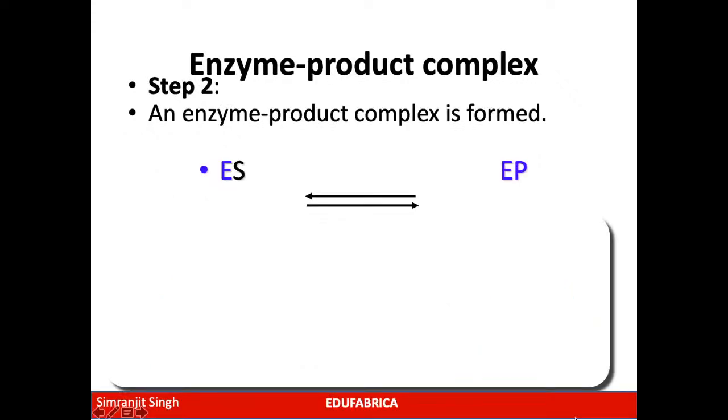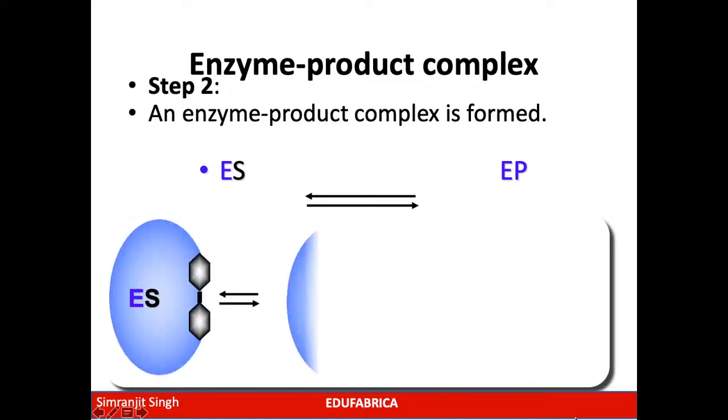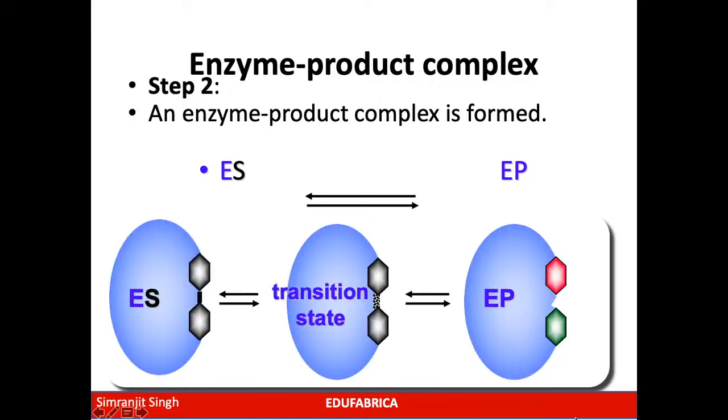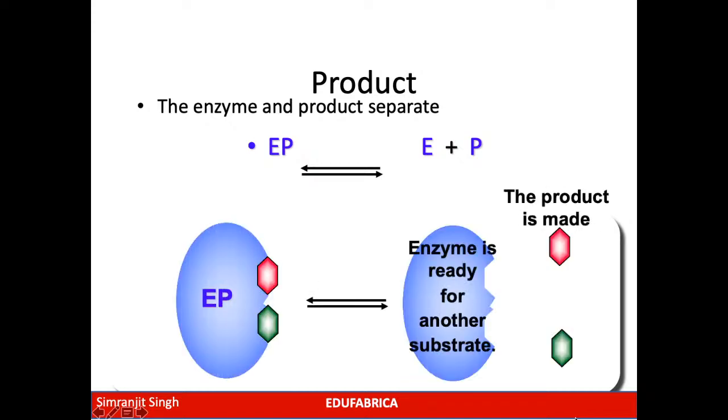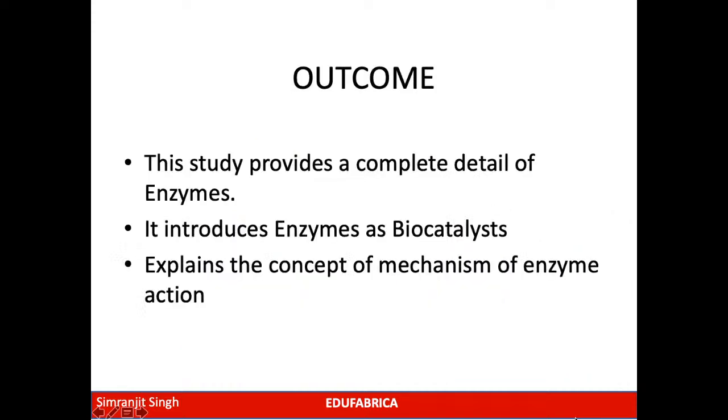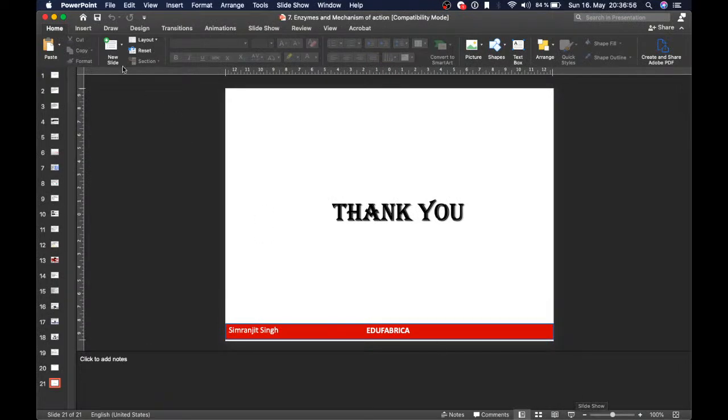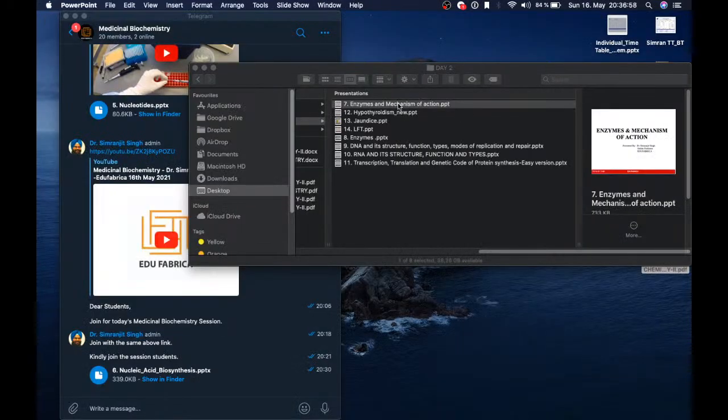In step 2, the enzyme product complex is formed, and in between is the transition state. Then the enzyme and product separate. The enzyme is ready for another substrate. So in this study, we have studied the complete details of enzymes, how an enzyme acts as a biocatalyst, and explained the concept of enzyme action. That was short, a little bit of introduction about enzymes.